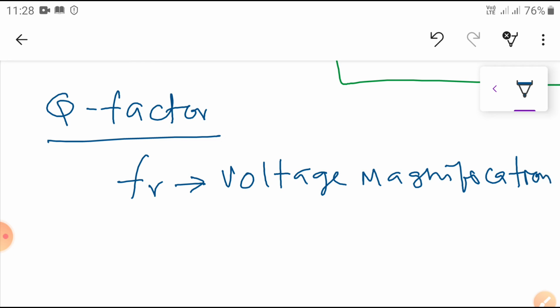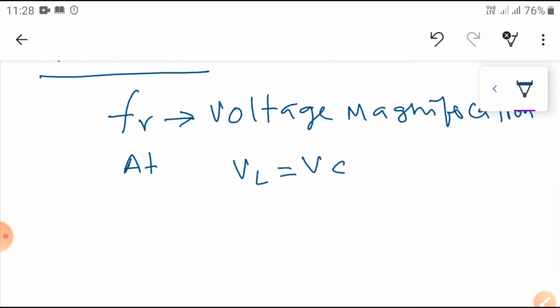The voltage magnification in the series circuit at resonance. Okay, so here at resonance we know that VL is equal to VC. The voltage across the inductive circuit is equal to the voltage across the capacitive circuit, both are equal, and at the same time we can write it using the resonance current and XL, the inductive reactance.